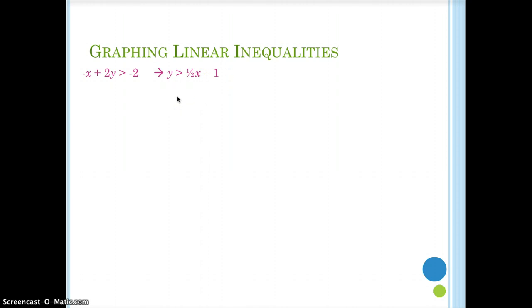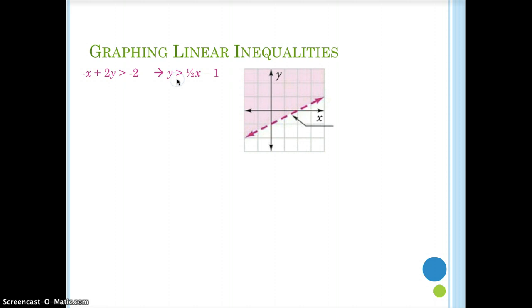So moving through with our steps from the last slide, first thing to do is decide, okay, am I going to have a solid line or a dashed line? In this particular case, we're going to choose dashed line, and that's because we see that the inequality is greater than and not greater than or equal to. So you can see here in this picture, they choose dashed line.